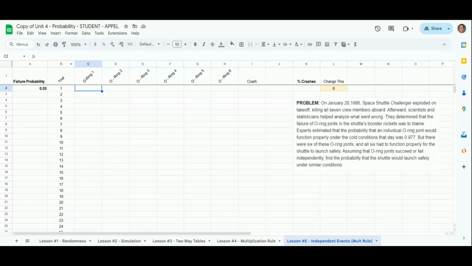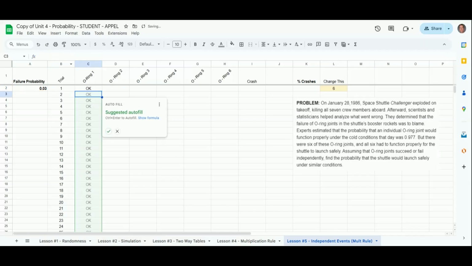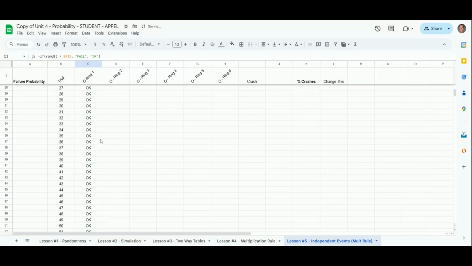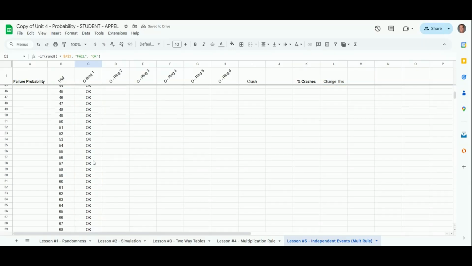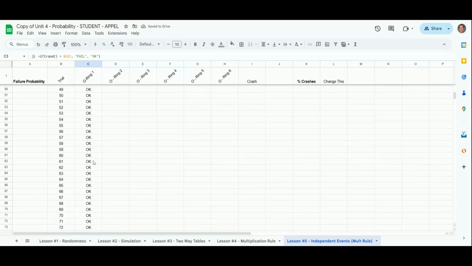So we're going to, again, use a random value. So we type equals if, and we're just going to directly put in there, if that random value is less than this number, and we always want it to be that number, we are going to say that that is a fail. Otherwise, it's okay. And we hit enter. And then we autofill. So we want to see if we're getting some failure. There's some failures, and they automatically have the conditional formatting on.